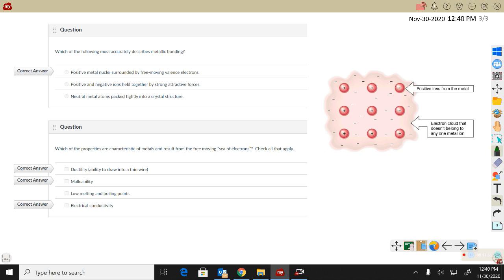But metals don't all have low melting and boiling points. In fact, they're usually pretty high. You've got a lot of attraction going on in a metal. You've got these positive nuclei that are totally surrounded by electrons. So while yes, we can melt metals, it's at a really crazy high temperature.